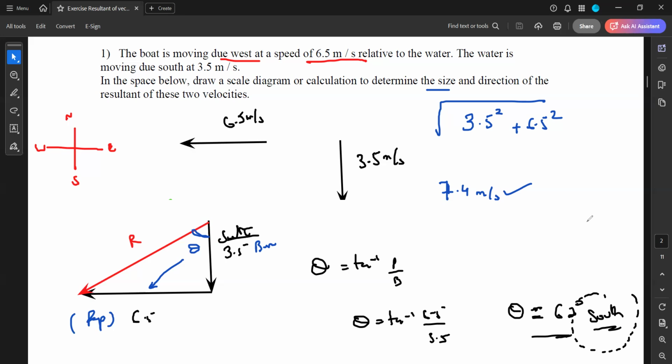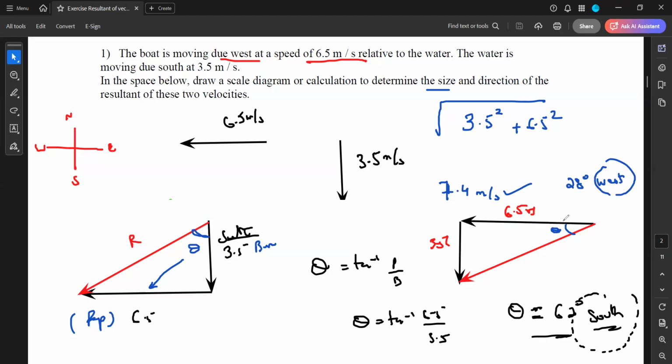If I was drawing the vector west, like if the diagram was like this, if I drew 6.5 and then 3.5, which vector do we do first? We do west first. So it means this angle, when we calculated, was 28 degrees from west. So this west is the one which I draw first, or relative, that is what we add.